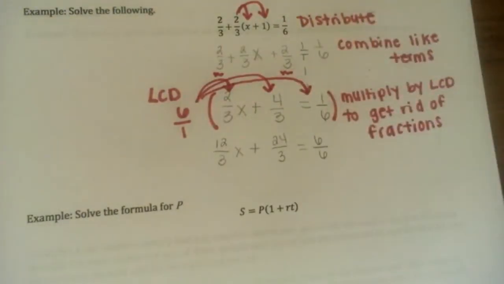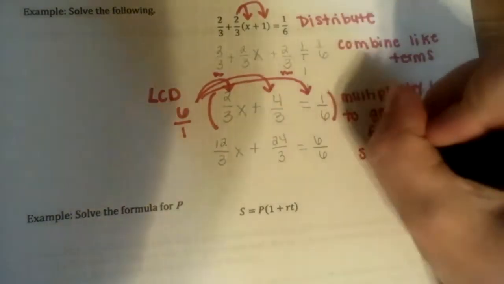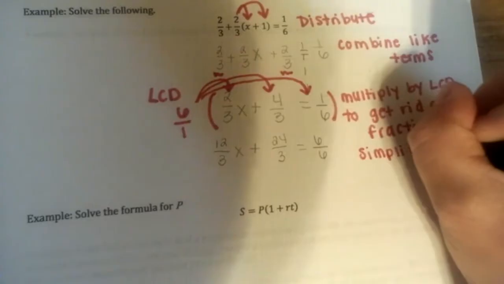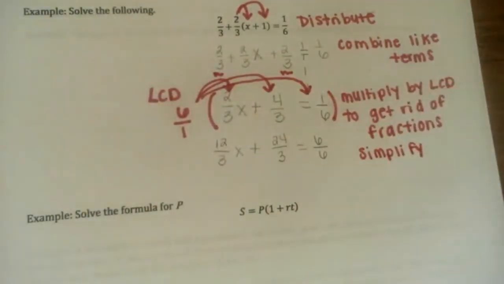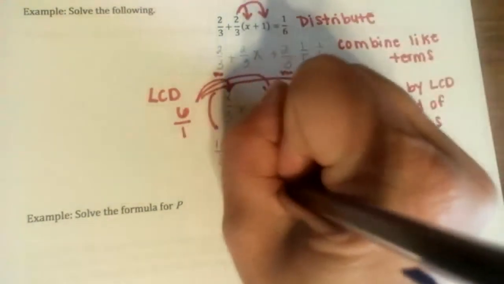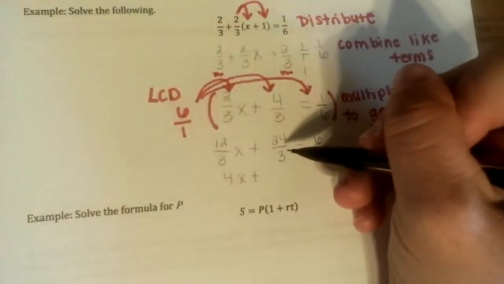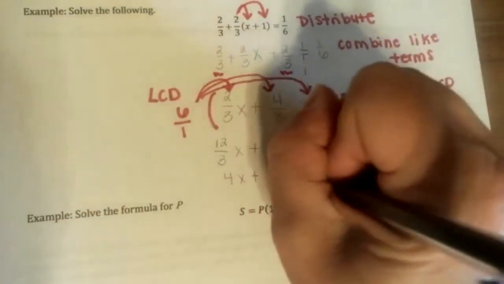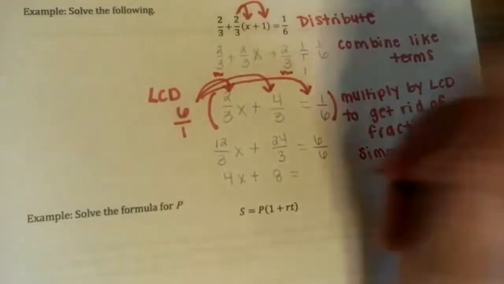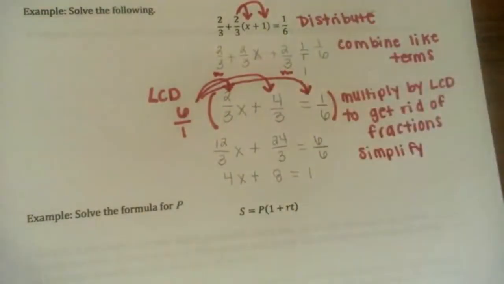Now you might be like, okay, she's crazy because we did not get rid of our fractions. And you're right, but once we simplify, our fraction should go away nicely. So our next step should be to simplify. So let's see. And if they don't go away nicely, you did something wrong. So go back and check your work. So 12 divided by 3 is just 4, so 4x. Plus 24 divided by 3, which is 8. Equals 6 divided by 6, which is 1. Boom, this is so much easier. We're left over with 4x plus 8 equals 1.